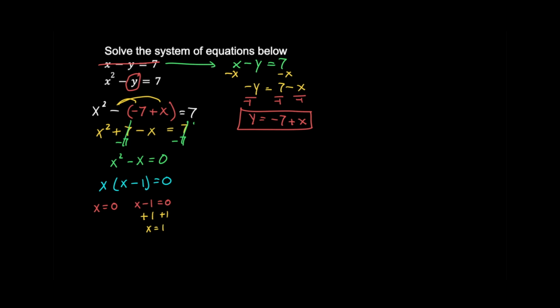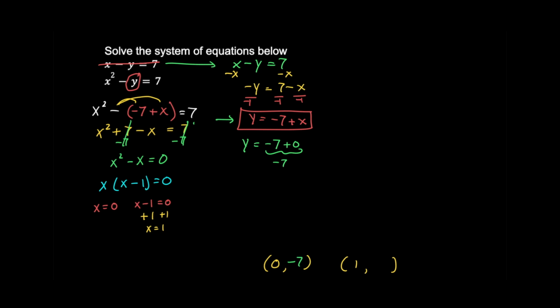Now remember, we are solving a system, so our answers are ordered pairs or points, x comma y. So one of our x values is 0, and one of our x values is 1. We still have to go back up and find the y value, and we'll do that by coming back up here to the equation I boxed and replacing x with the two x values. So I'll start by replacing x with 0, so -7 plus 0. -7 plus 0 is just -7. So my first y value is -7.